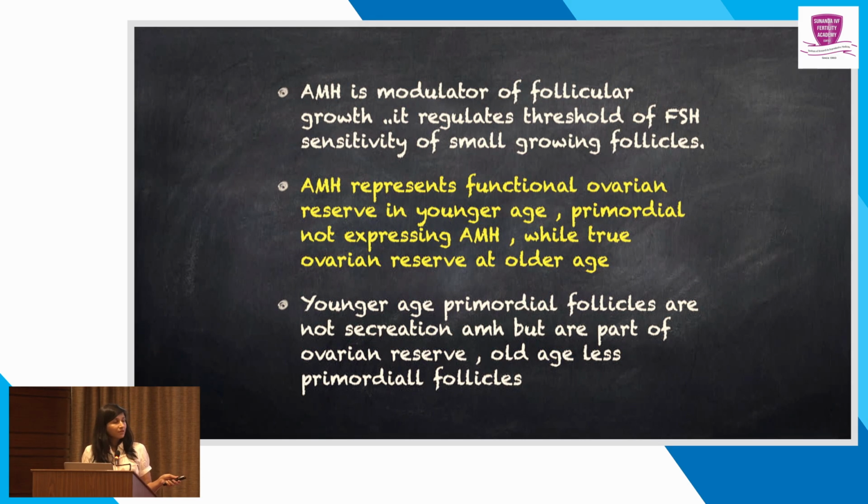AMH represents the functional ovarian reserve in younger age, because the primordial pool is not yet expressed into antral follicles, and in younger age the primordial follicles are not secreting AMH. That is why we are not looking at the true AMH expression in a younger girl. But oppositely, let's say at the age of 38 years, the primordial pool has already declined. 80% of the primordial pool has already declined. So now whatever you are looking at is the true ovarian reserve. Whatever you are looking at in the AFC will correlate with AMH in older age, but in a young girl it is a functional ovarian reserve.